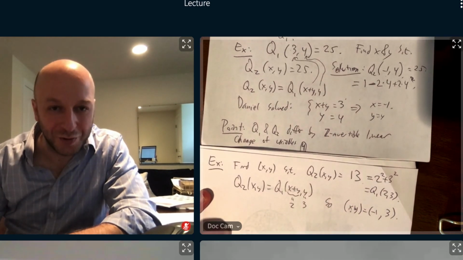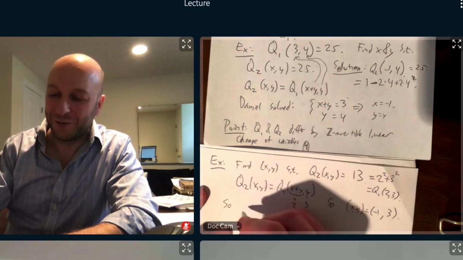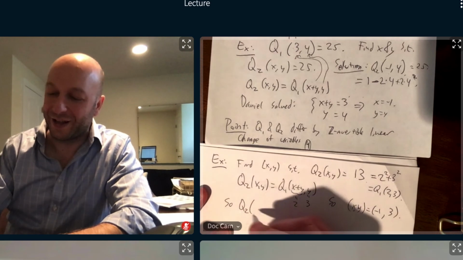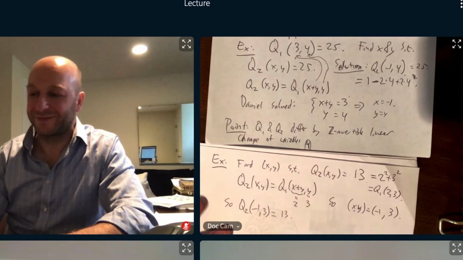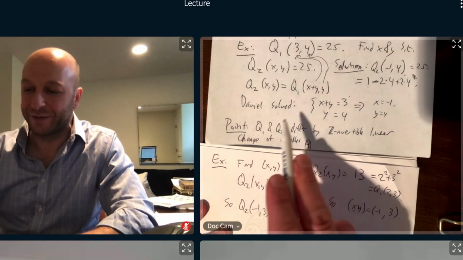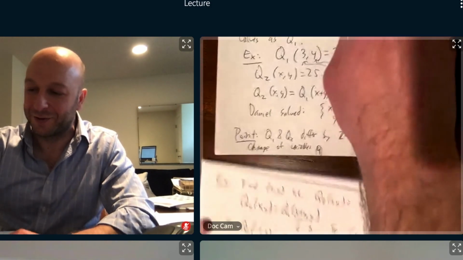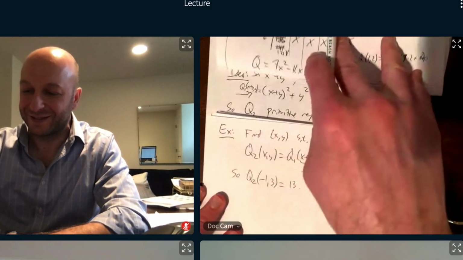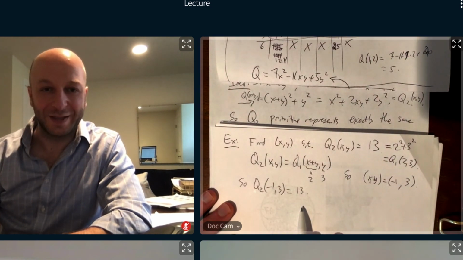Oh, so Q2 of x, yes, exactly, Shriya. Exactly. So Q2 of negative 1, 3 is indeed 13. And I'll let you verify that that's correct from first principles, since now I don't even see where Q2 is. Q2 is all the way up here. Sorry. Okay, does that make sense?